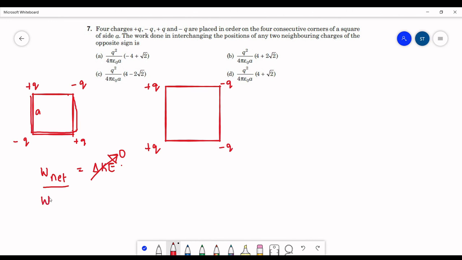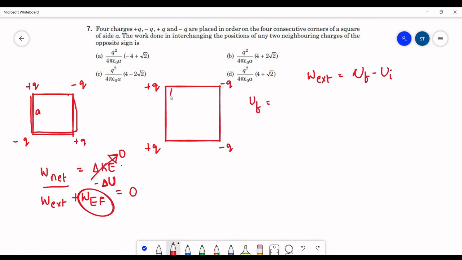Here an external agent will be working to change the configuration and electrical forces will be working due to interaction between the charges. This will be equal to 0. Electrical force is a conservative force. For a conservative force we know that work done by the conservative force will be equal to minus of change in potential energy. Here we are talking about electrical force, so this will be electrical potential energy. So we can write the external work done in changing the configuration will be equal to change in potential energy, that is U final minus U initial. First let us calculate U final.